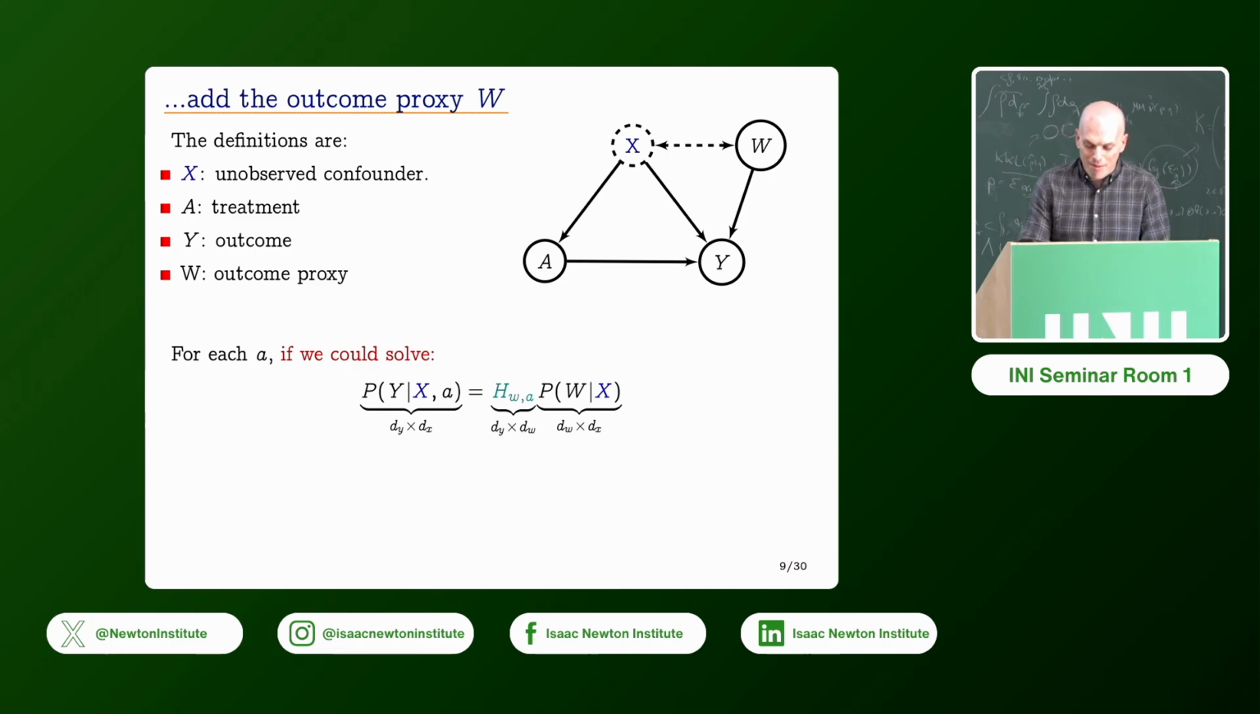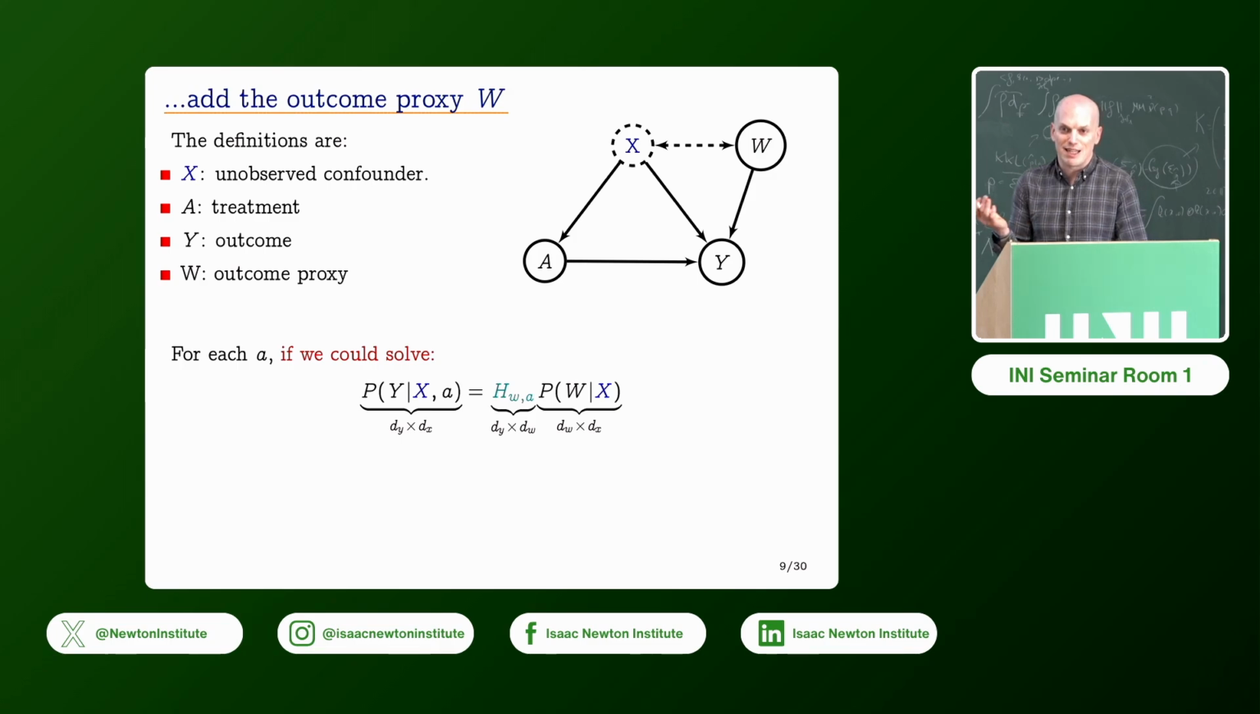Now I'm going to introduce one of my two proxies, which is W. Let's say that I could solve the following equation. It maps from W given X, which is a dw by dx matrix because W is also multinomial, to the dy by dx matrix, which is Y given X and A. I have an H matrix here that for every A does that mapping, so for every A, I have a different H. To solve for this H, I need to take the right pseudo-inverse of this W given X, which gives me a new assumption. It tells me that dw has to be greater than or equal to dx, and that the rank of this has to be at least dx.